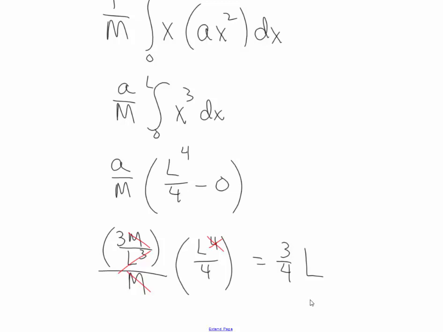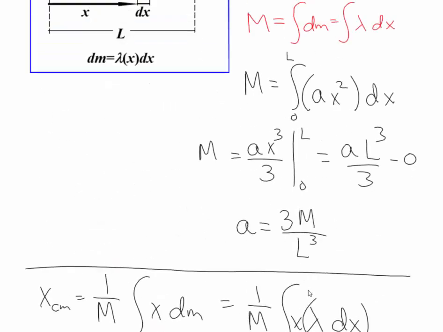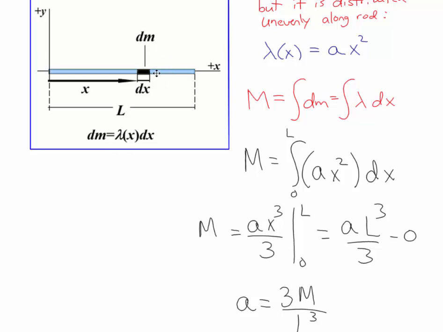Again, if this was a uniform rod, the center of mass would be at its center, halfway between the ends at L over 2. This is something where the density was getting bigger as I moved to the right. This center of mass had to be to the right of the center. And this 3/4 L is somewhere on this right half of the rod.